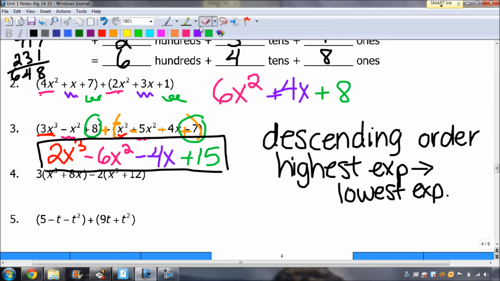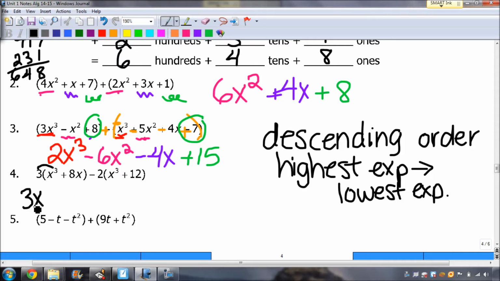So let's go ahead and look at question number 3. And number 3, before I can do any adding or subtracting, I have to do some distributing. So I'm going to distribute this 3 to everybody inside of here. So this 3 gets distributed to this x cubed, so I get 3x cubed. Okay, and then this 3 gets distributed to this 8x, so I end up getting 24x. And then I'm going to distribute this negative 2 through, so I get negative 2x cubed. And then I get negative 24.